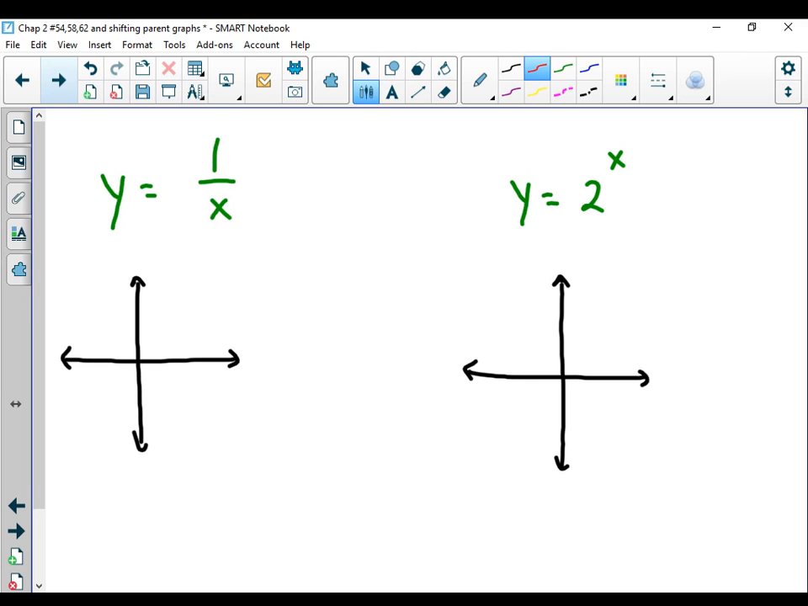Y equals 1 over x, you got two asymptotes. You should have one asymptote for the exponential. Make sure you mark your asymptotes on the graph with dotted line.